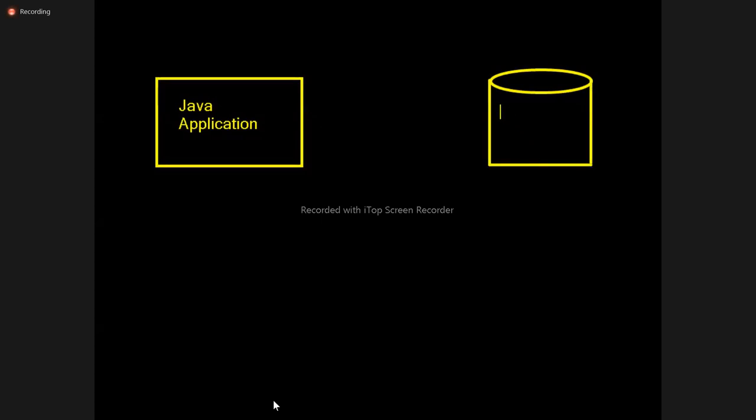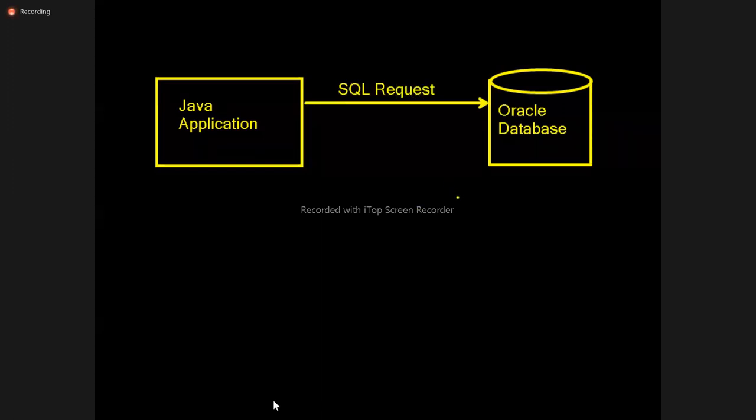Java application and Oracle database. Now through Java application, I'll send one SQL query. That is SQL request to create a table. Here I'll create a table. Suppose table name is student, the table I want to create.